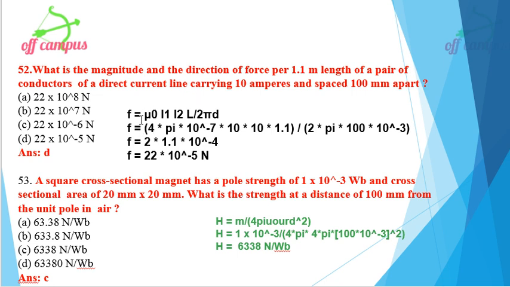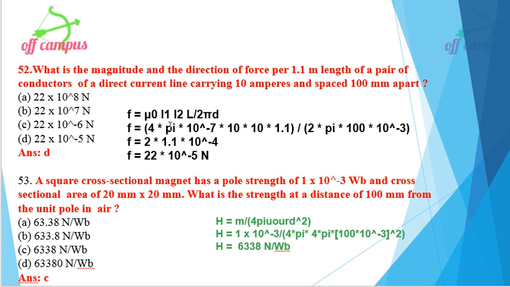We know the constant value for mu naught, which is 4 into pi into 10 power minus 7. Then what are I1 and I2? In that question, the direct current is carrying 10 amperes, so I1 and I2 are both 10. So, 10 into 10 into L. What is the length? 1.1 meter length. So, 1.1 divided by 2 into pi into d, right? What is the distance given? Spaced 100 millimeter apart. So, 100 millimeter converted into meter is 100 into 10 power minus 3.